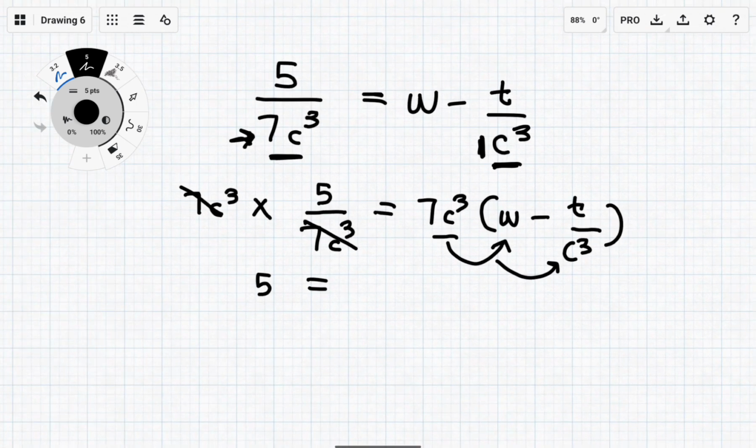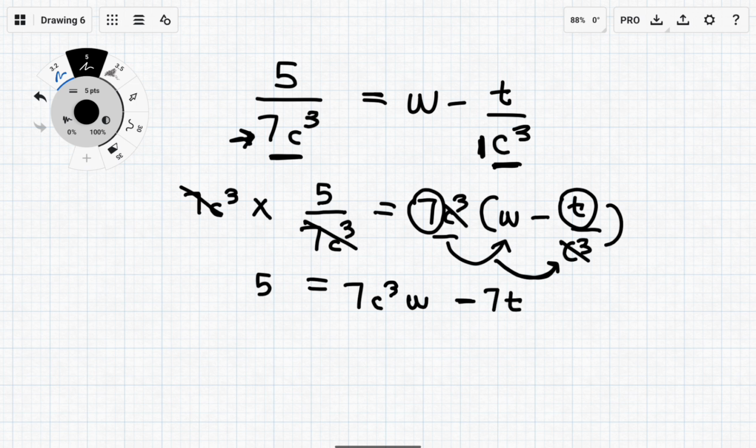So 7c cubed multiplied by w, we're going to have 7c cubed w, minus 7c cubed multiplied by t divided by c cubed. Now the c cubed is going to cancel, and we're left with 7 and t. Now 7 multiplied by t, we have 7t.